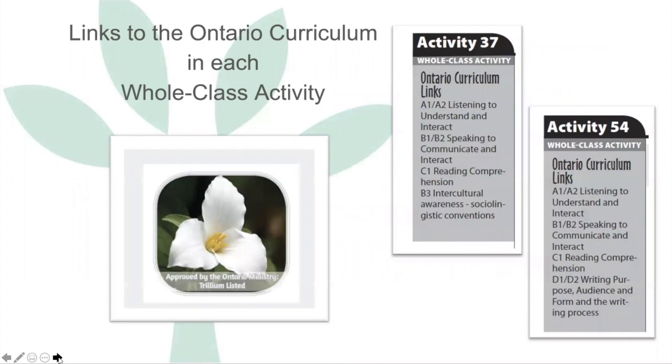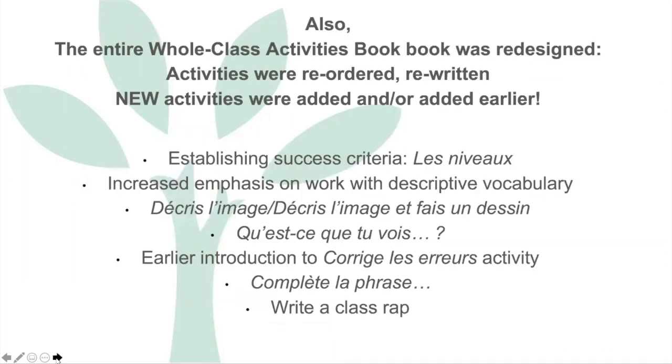Because the new editions, step 1 and 2 kits have now been approved by the Ontario Ministry and are Trillium listed, we of course make sure that in every new edition kit, we also have the links to the Ontario curriculum in every activity. And the entire whole class activities book was completely redesigned. Things were pulled apart and put back together again in a different fashion. For example, in some cases, the activities were reordered, put in a different order based on what seemed to work a little better.